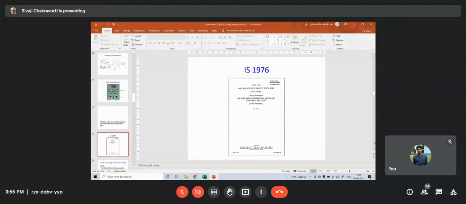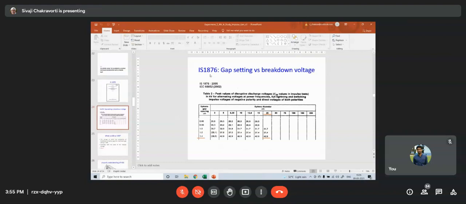Now calibration. I repeatedly try to tell you that we engineers always have to work as per the standards. The standard that we follow in this case is IS 1876. This is just the front page issued by the Bureau of Indian Standards. But this is for India. If you are working internationally, then you have to follow the IEC standard.